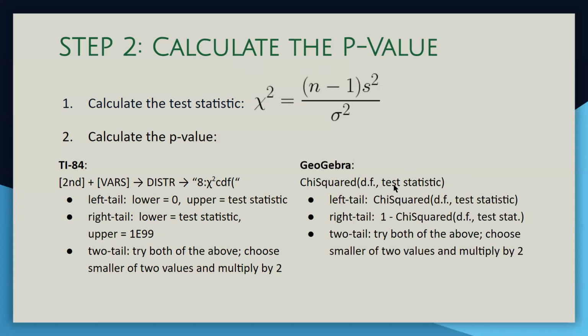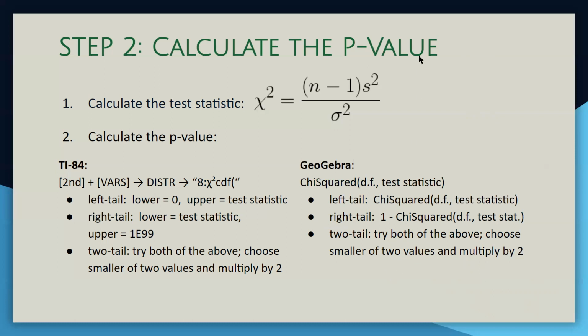GeoGebra is the same idea. You're going to have to do left tail, right tail, or two tail differently. The chi-squared function call on GeoGebra wants two pieces of information. It wants the degrees of freedom, n-1, and then the test statistic you calculated. If it is a left tail test, you're just going to call chi-squared of degrees of freedom, test statistic. If it's a right tail, you're going to do the complement, 1 minus chi-squared of degrees of freedom, test statistic. If it's two tail, you're going to try both, pick the smaller, and multiply by 2.